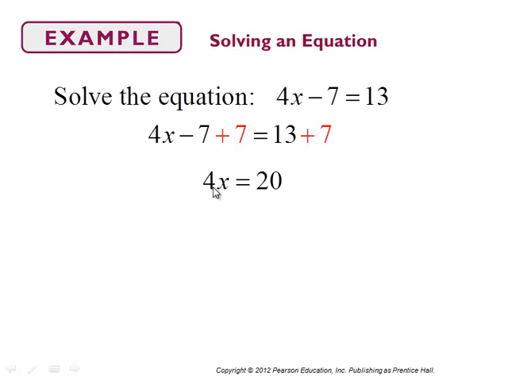So we now have the equation 4x equals 20. The opposite of multiplying by 4 is to divide by 4. So we will divide both sides of the equation by 4. Remember, in solving equations, what you do to one side of the equation is what you have to do to the other. So we'll divide both sides by 4. And 20 divided by 4 on the right-hand side equals 5. So we come up with the solution 5 for x.